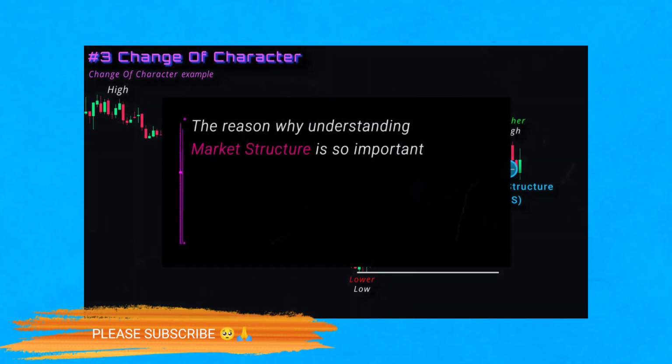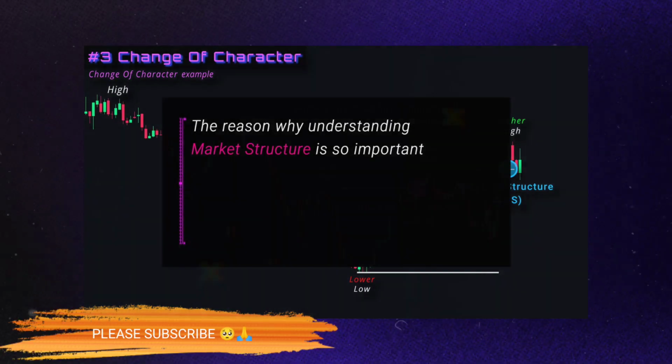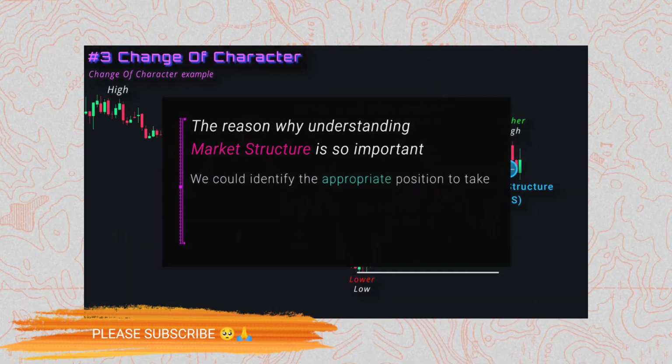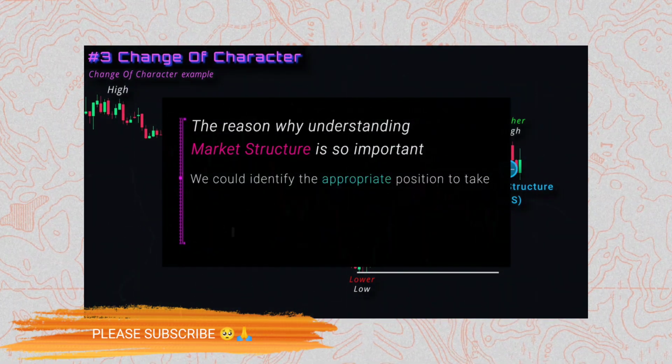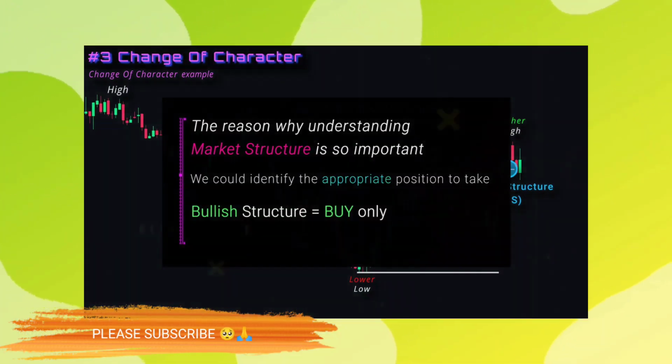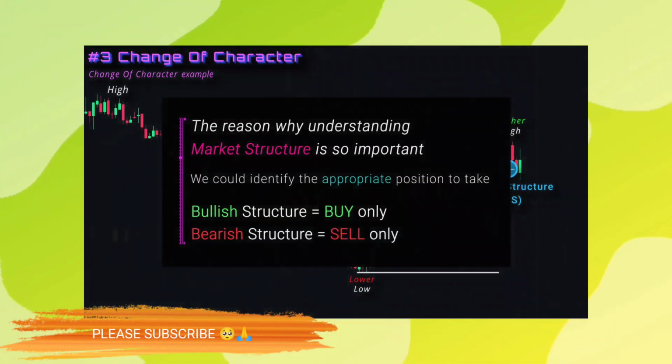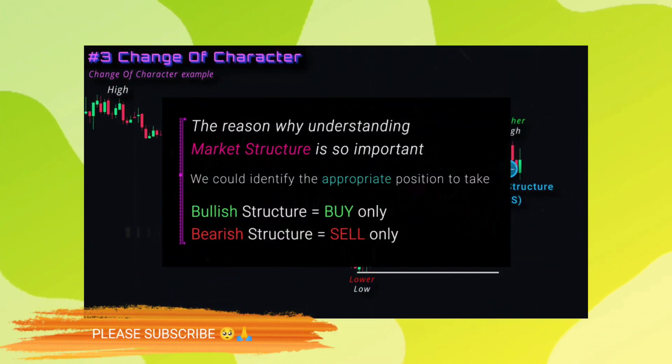Now, one of the main reasons why understanding market structure is so important is so that we can identify the appropriate positions to take. Because we only take positions that are aligned with the current structure. So, if the market structure is bullish, then we're looking to take buy positions only. And if the market structure is bearish, we're looking to take sell positions only.